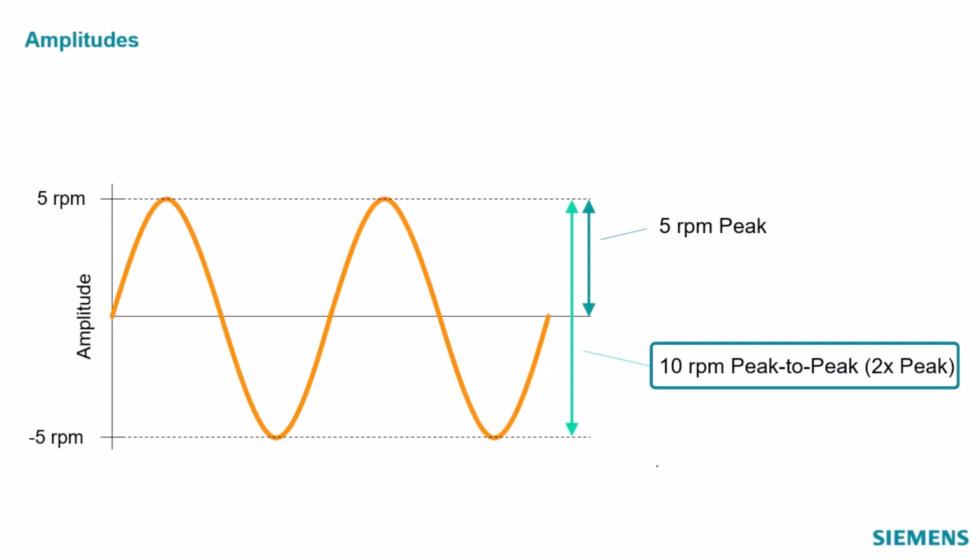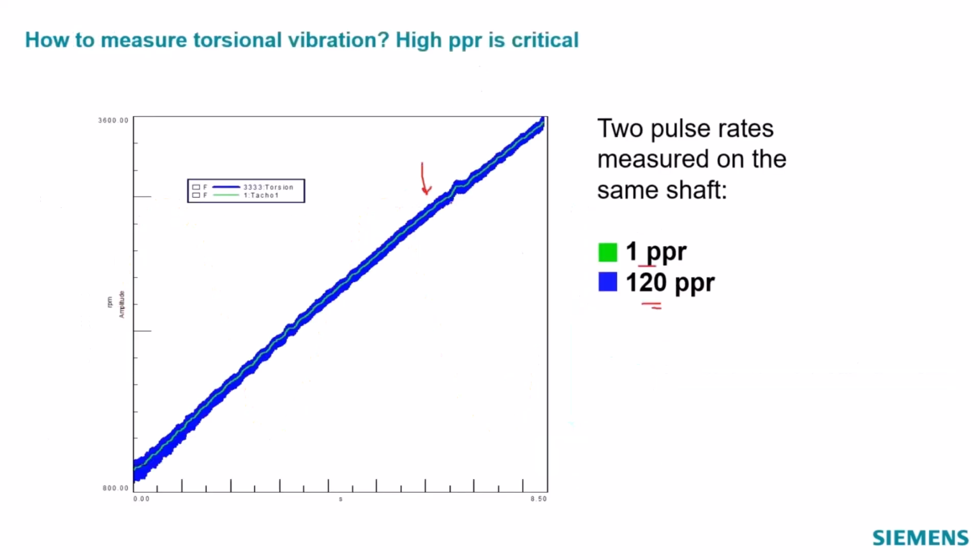Here I have a shaft, the same shaft, I had 2 encoders. And one encoder had just 1 pulse per rev, another one had 120. So can you tell which one's which here? Yeah, I think it's pretty clear. Yeah, this green one looks a lot smoother, and then this blue one looks like it has a lot more fluctuation, because with the higher pulses per rev, I can pick up those fluctuations.